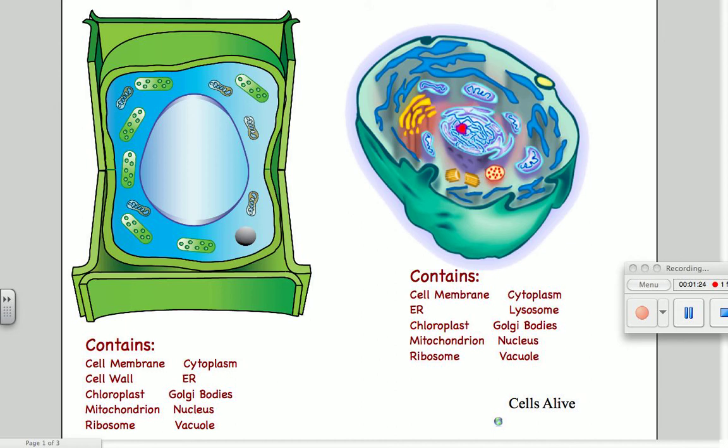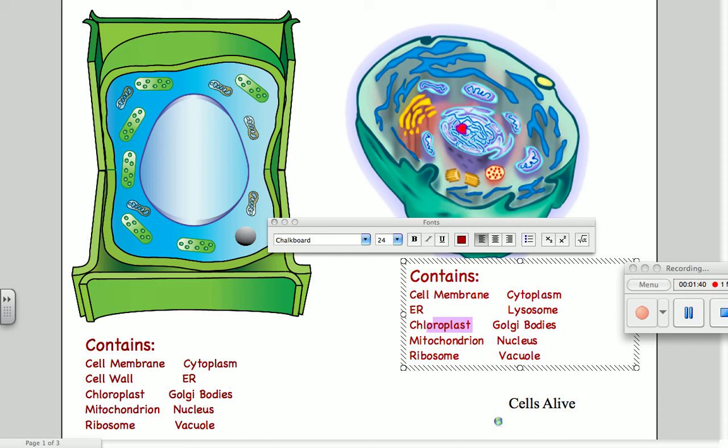with cell function. Over here is the animal cell, and as you can see, it's a little bit more rounder. In the middle is the nucleus, and the animal cell contains the cell membrane, the endoplasmic reticulum. It does not contain chloroplast.